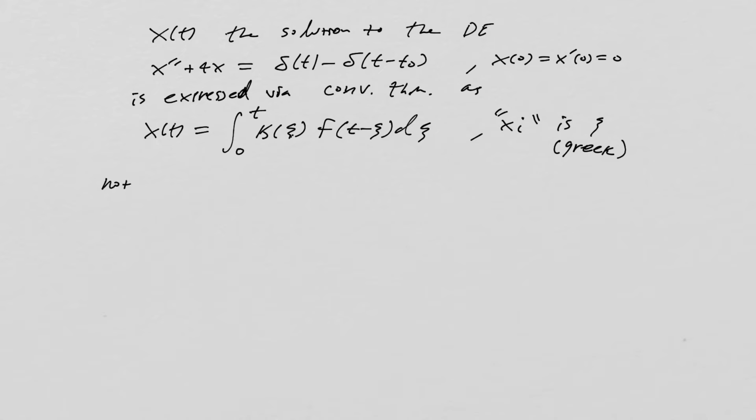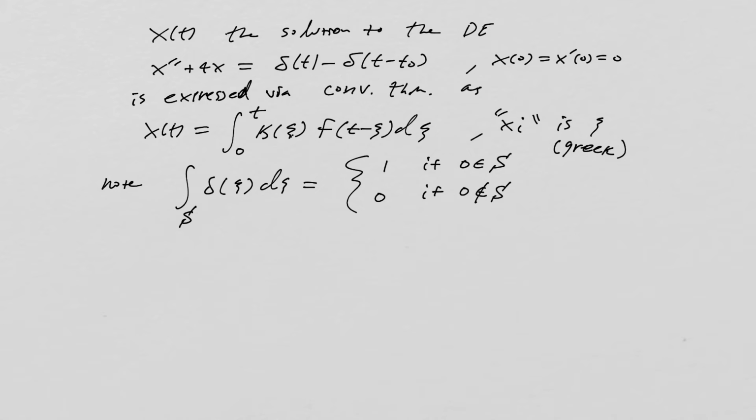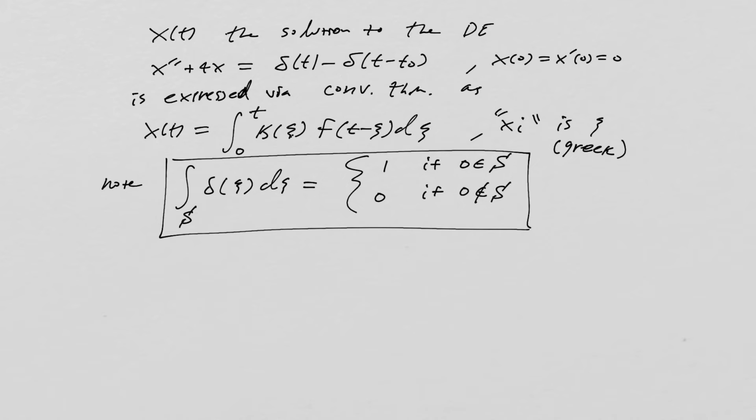So of course, we need to note one more thing. The key thing here is the delta functional. If I integrate over a delta functional like that, over some domain, I'll call that S, it's going to be 1 if 0 is in the domain of integration, and 0 if 0 is not in that domain of integration. That's the key identity for delta functionals. Okay, right?